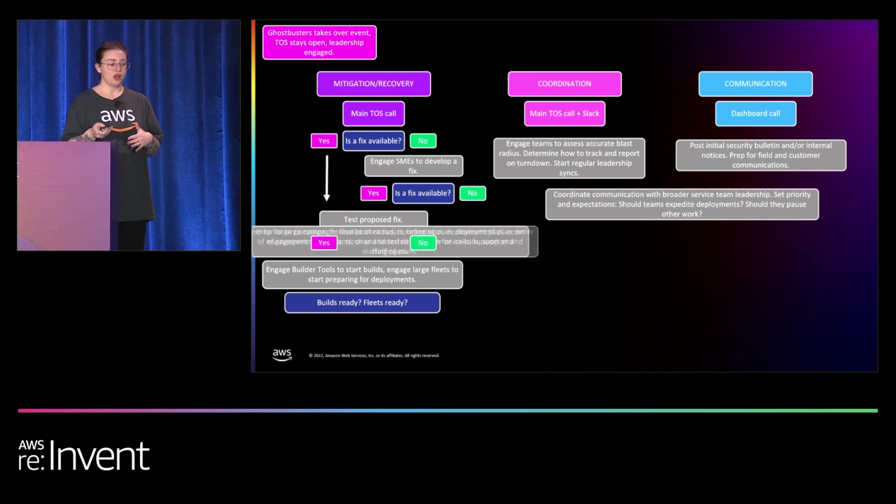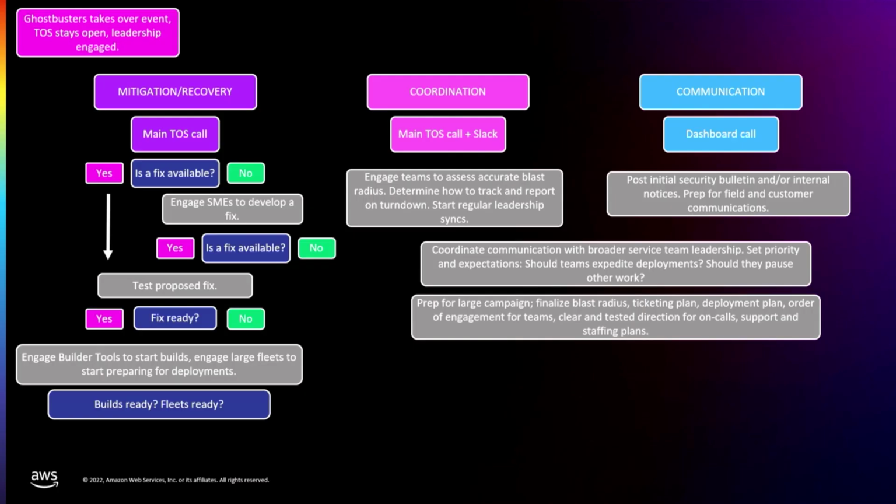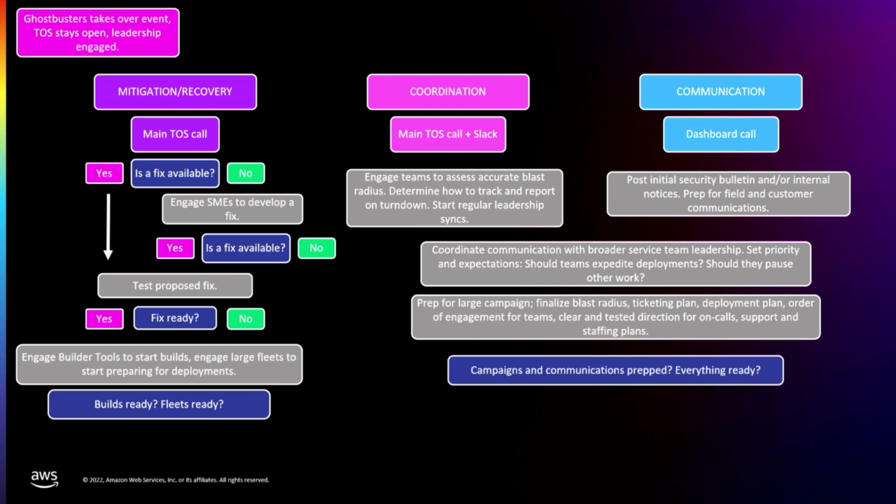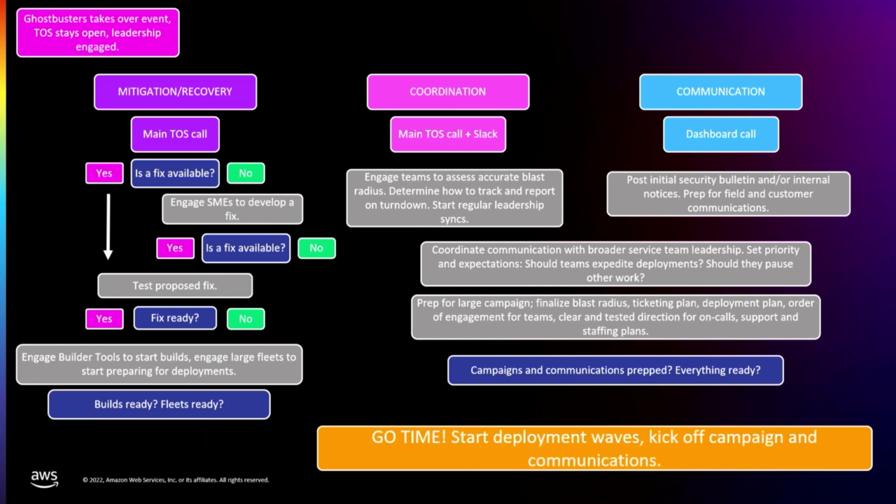And at some point, all of these threads will end up converging, but being able to parallelize the response is really important, because it means that progress on one component of the response isn't coming to a halt while you write messaging or a dashboard notification. You shouldn't be paused on progress for a fix or getting ready for deployments.